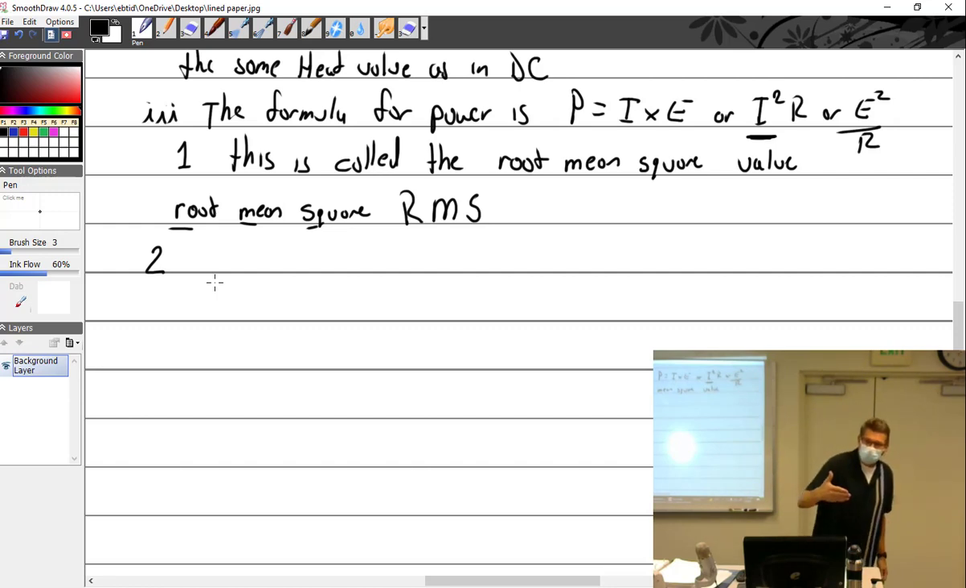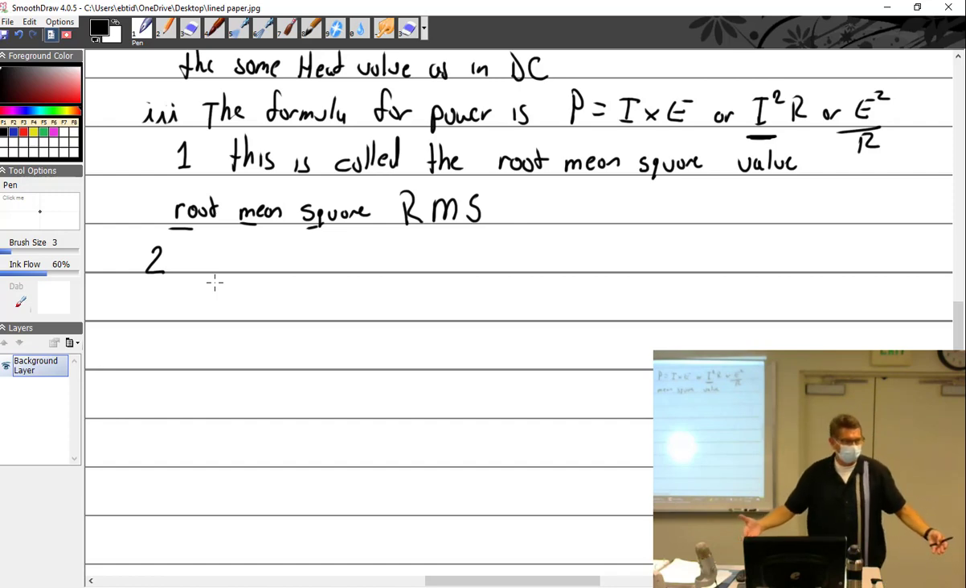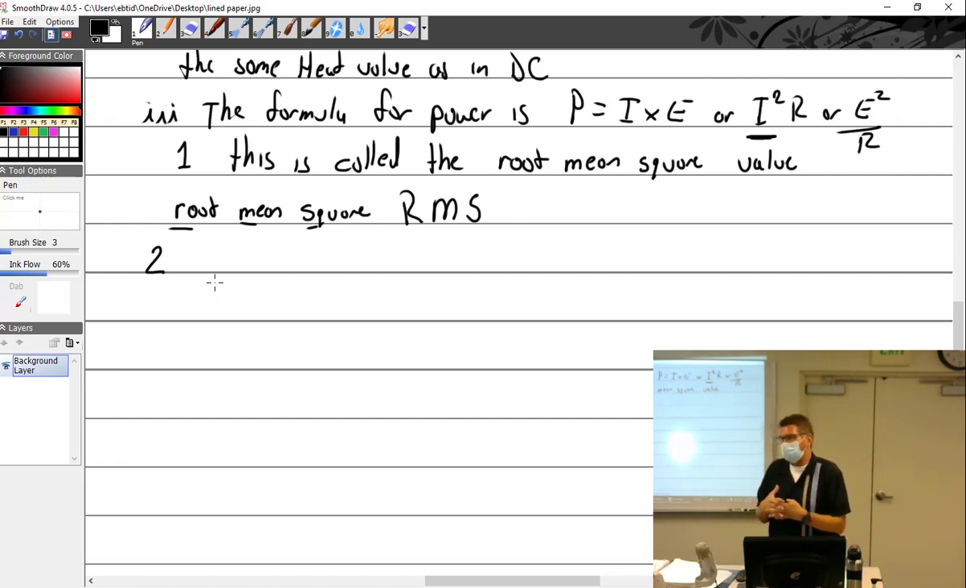Let's go back a little bit. We had the sine wave. We had the peak. Now we've got root mean square, the RMS value. It is neither the peak nor the peak to peak. It is the effective value. It's similar to DC coming out of the wall.